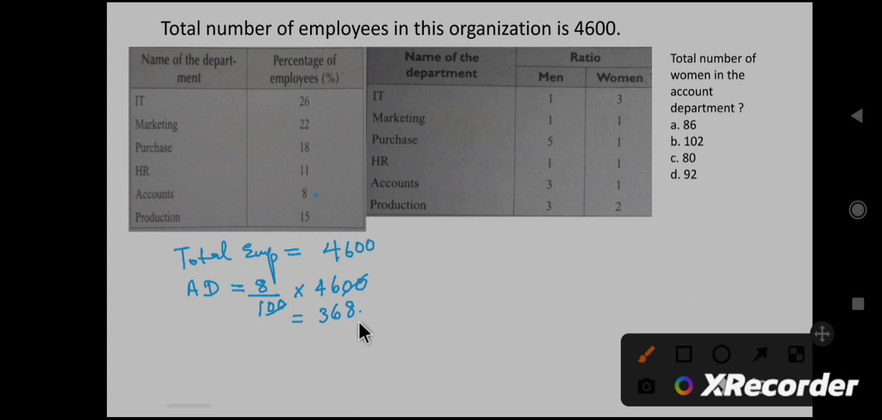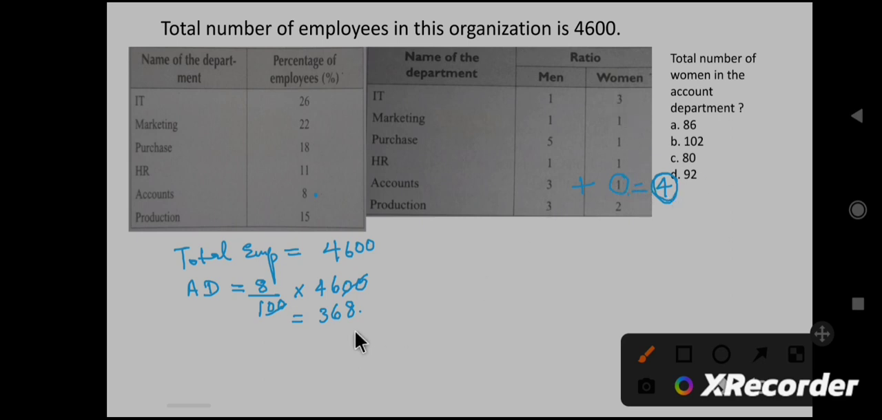But what they have asked is the total number of women in the accounts department. In this ratio for the accounts department, we can see the ratio of women to men is 3:1, and for women they have said that one part of the total are women. First we need to know the total parts. Total is 3 plus 1, which is 4. So there are 4 parts in total. Out of those 4 parts, 1 part is women. This is what we can understand from this ratio.